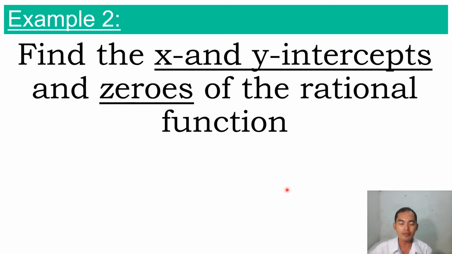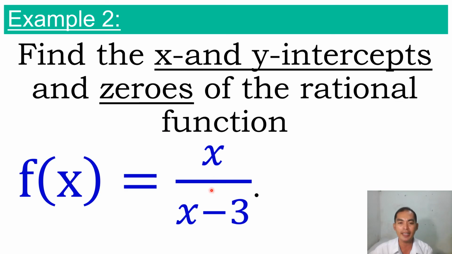Let's proceed to example number 2. Find the x and the y-intercepts and zeros of the rational function given by x over x minus 3. Now, shortcut, there is a variable in the numerator, and that's already in lowest term. You cannot factor the denominator. You cannot factor the numerator.